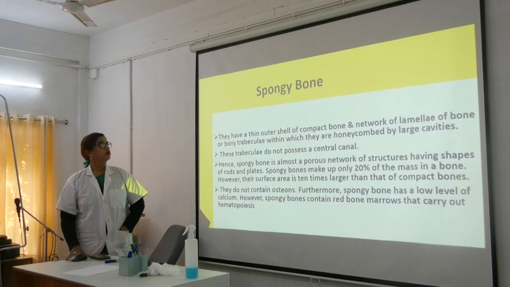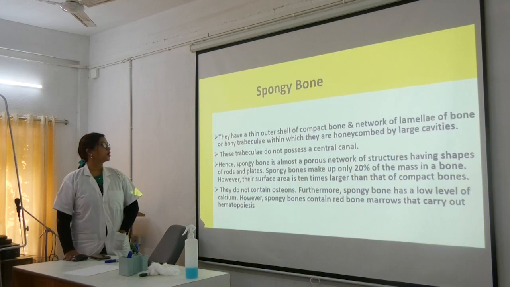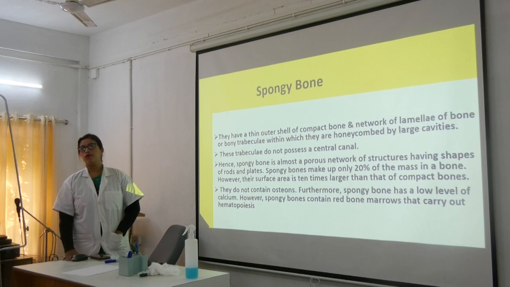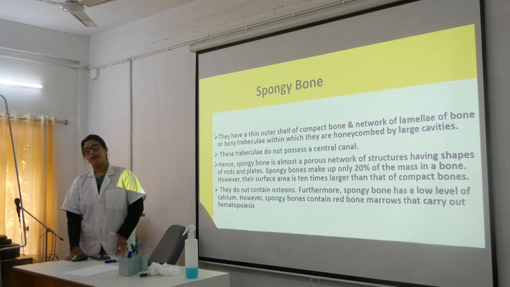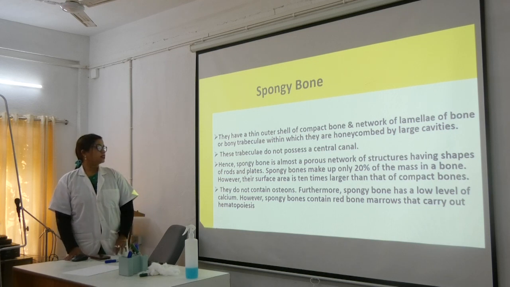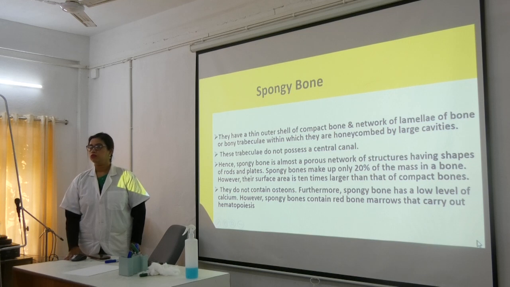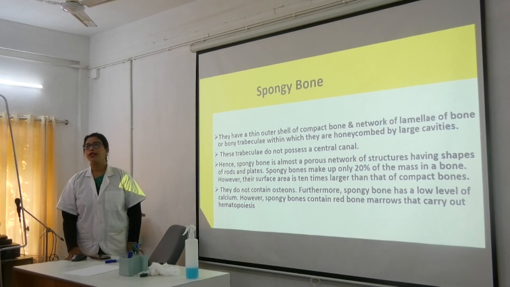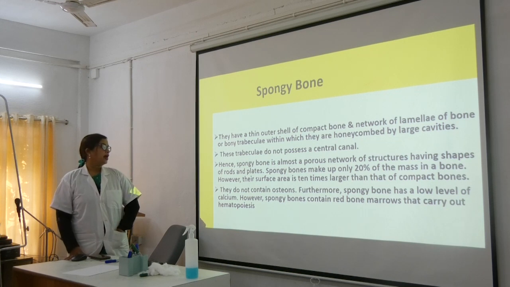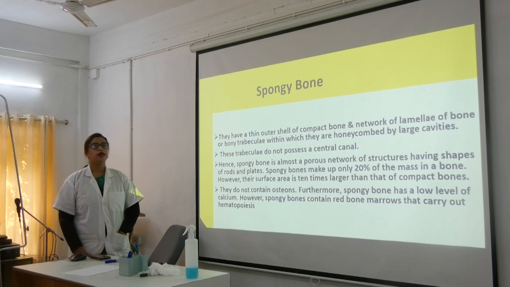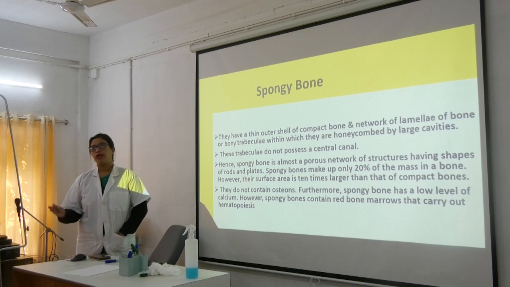So in spongy bone, what are the things we could see? First, they have a thin outer shell, that is the compact bone, and a network of lamellae of bone. We will come across the detailed structure, like the Volkmann canal, in the next class. Remember, spongy bone makes up 20% of the mass of a bone. In any bone, spongy bone consists of 20% of the mass of the whole bone. It contains red bone marrow, which carries out hematopoiesis. So where is the main hematopoiesis taking place? In the epiphysis.